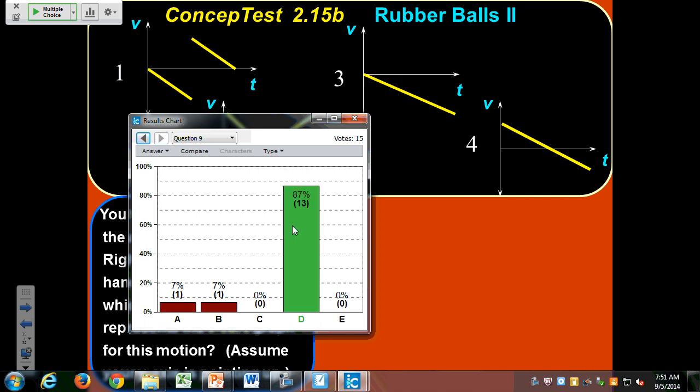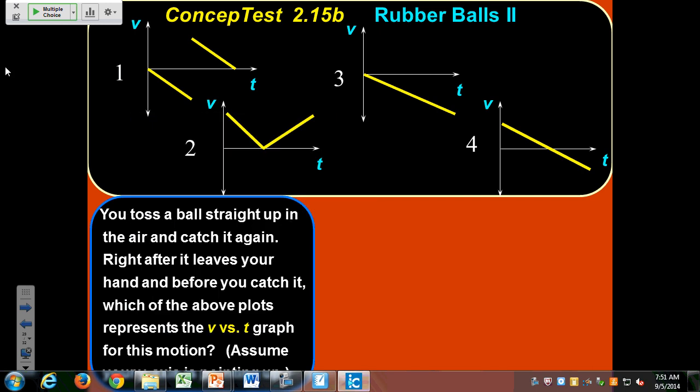I throw something up. It initially has a big speed. It goes to the top. It stops. And then it comes back down. It has a big speed, but in the negative direction. So D is right.